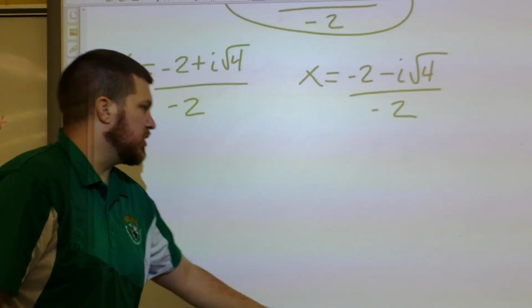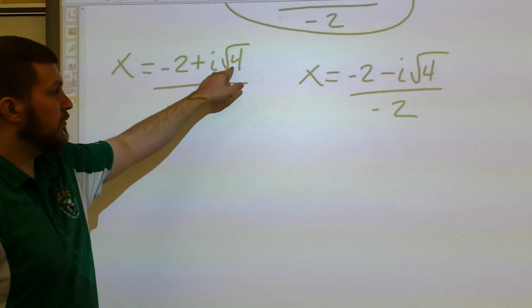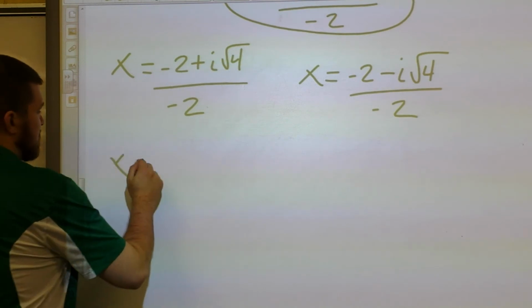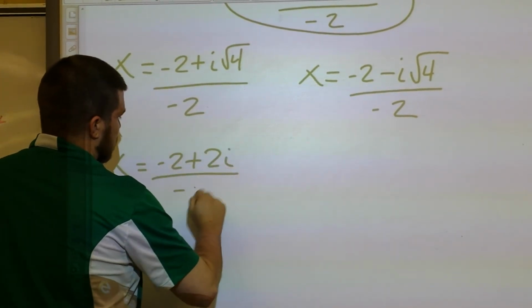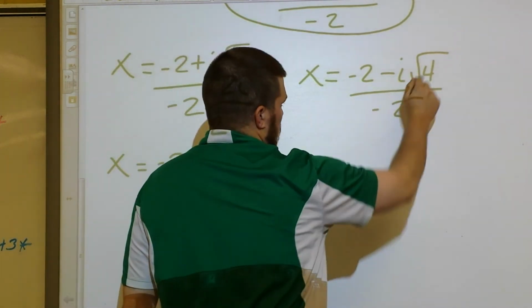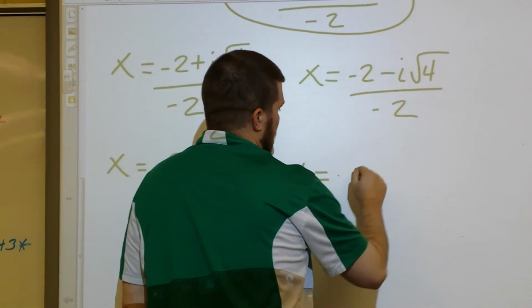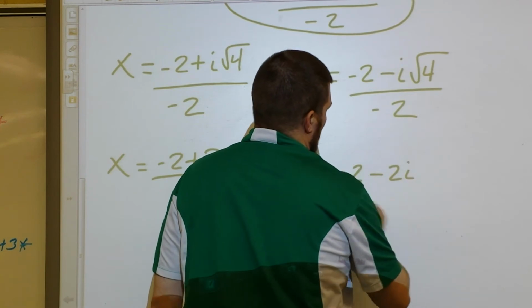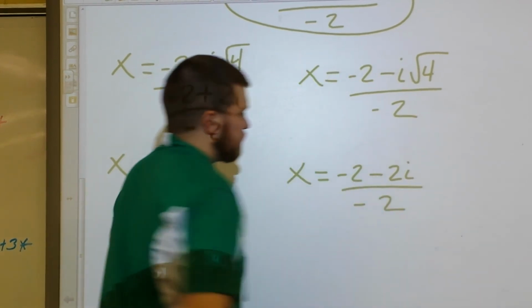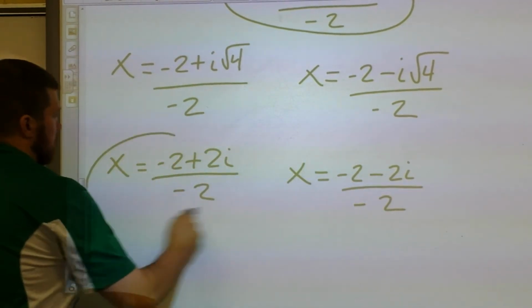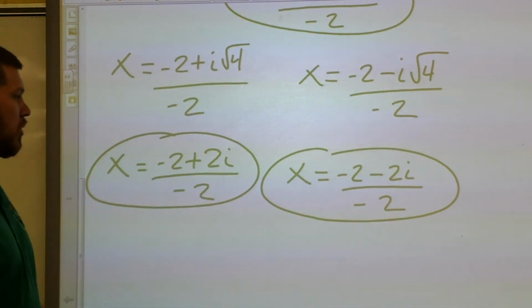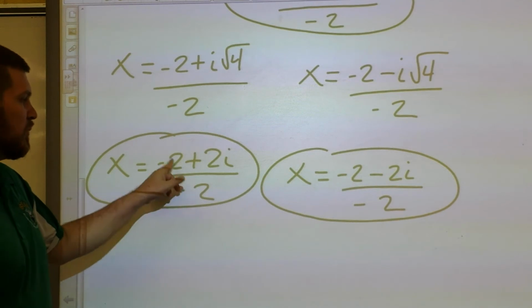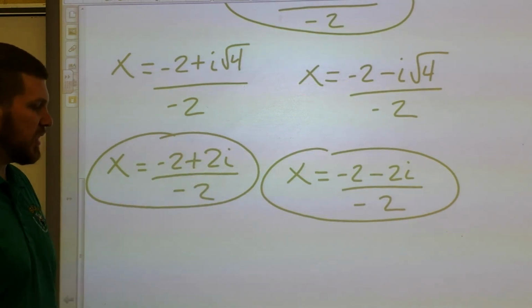I can obviously keep cleaning up some more because square root of 4 is 2. So this is x equals -2 plus 2I over -2. And same thing, square root of 4 is positive 2. So we have -2 minus 2I over -2. So again, you could stop here. Or you could keep going. Obviously, both pieces on top are being divided by -2.